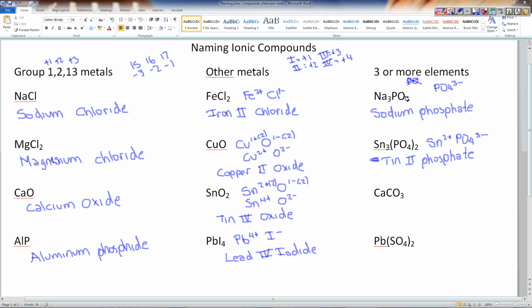Now, in case you didn't notice, this one has a set of parentheses. This did not. What's the difference? Well, here we needed more than one phosphate, and the only way to show that you need more than one polyatomic ion is with parentheses. And in this situation, we have a 2 on the outside. That's how many phosphates it takes. So this is telling you have 2 PO4s.